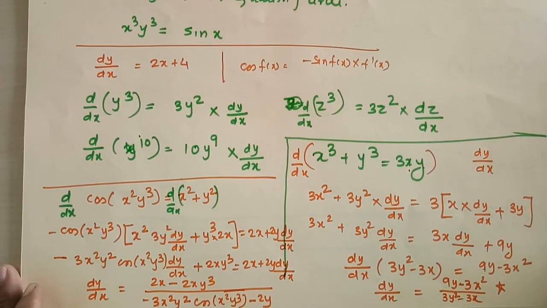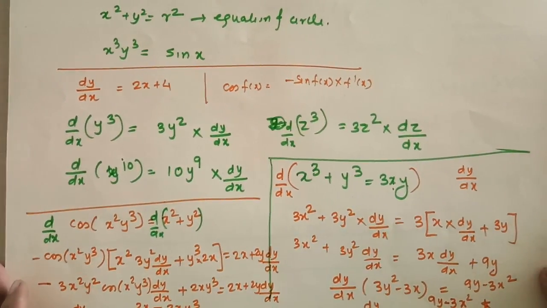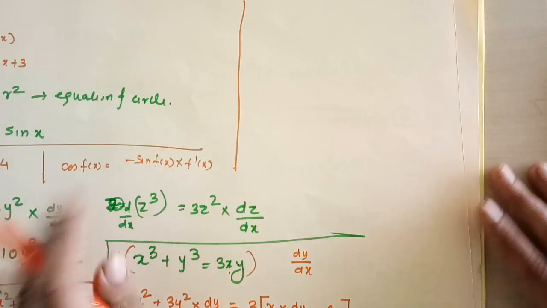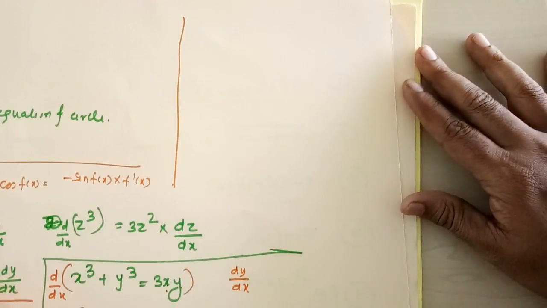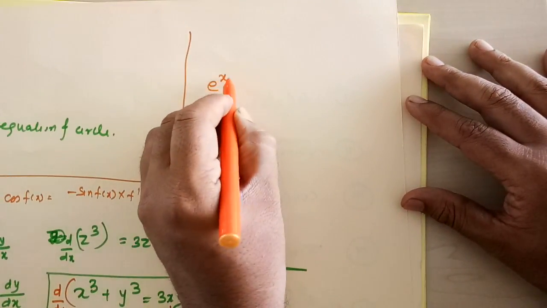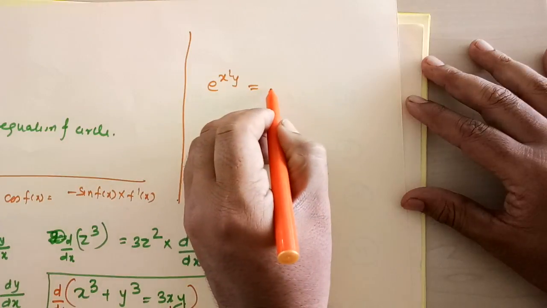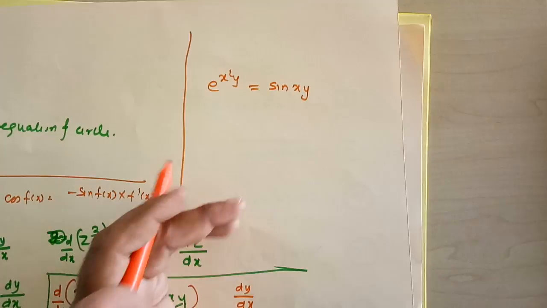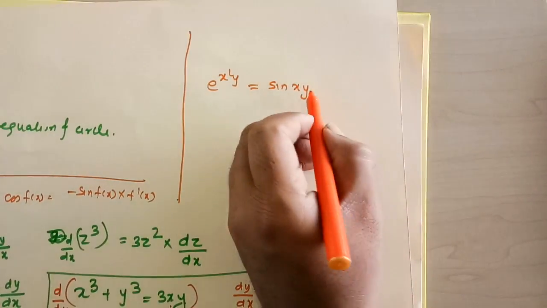Hope this video helped you understand implicit differentiation. In case you want to try, here is the last example for you. If I want to differentiate, let's say, e to the power x squared y equals sine xy. Let's do one where you have two product rules. So that's going to be interesting.